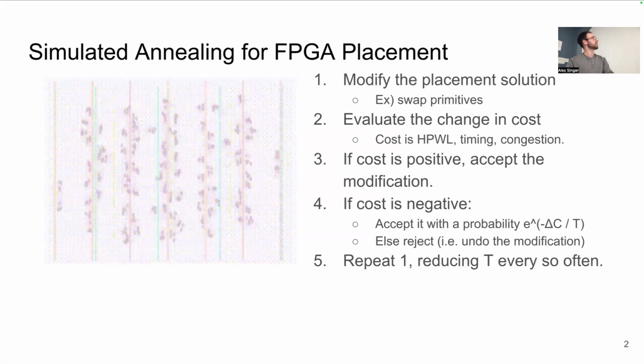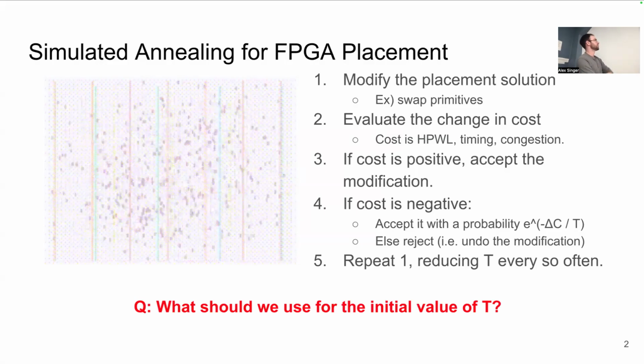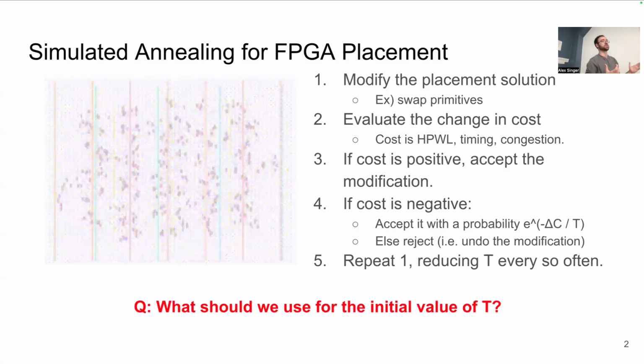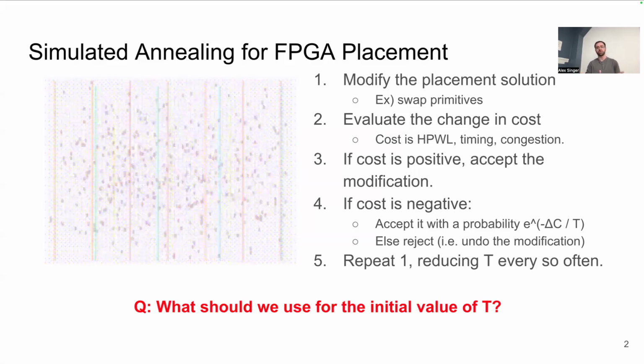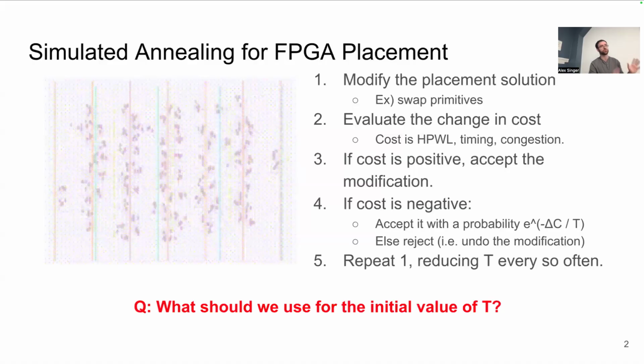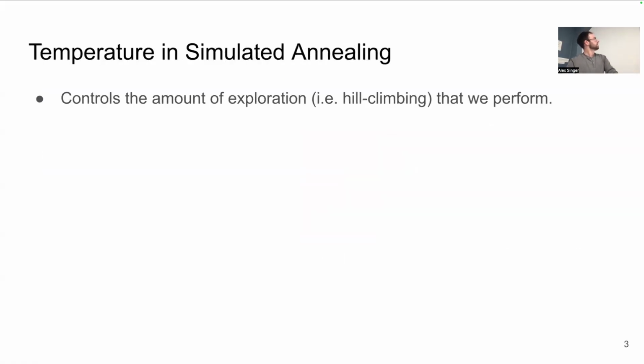But now a question that I want to pose to everybody is, what do I use for the initial temperature? That's usually omitted from these discussions. Many people just say, pick a big one. But what is big? What's the problem with picking one that's too big? And what's the problem with picking one that's too small? That's what I'm really talking about in this talk. So in simulated annealing, temperature controls the amount of exploration.